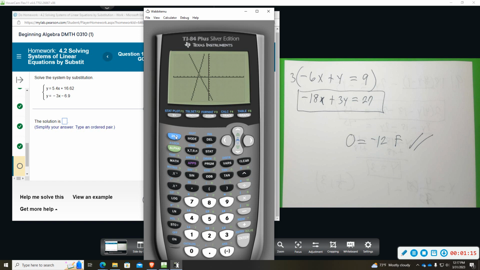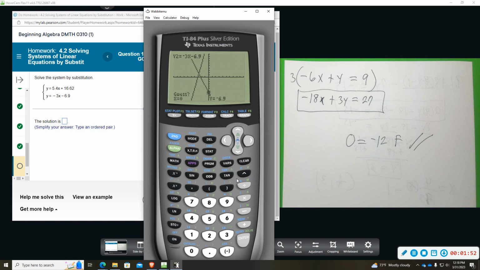If you do second and trace, you have an option. Option number 5 says intersection. It will compute the intersection for you. I'm going to hit enter. Uh-oh, I did the wrong thing. Second trace. I have to go down to 5 or just hit the number 5 and then hit enter. And so it's asking me first curve. I'm just going to hit enter because it's showing me the equation up there, y1. This one asks me second curve. I'm just going to hit enter. It's showing me the equation I want, y2.